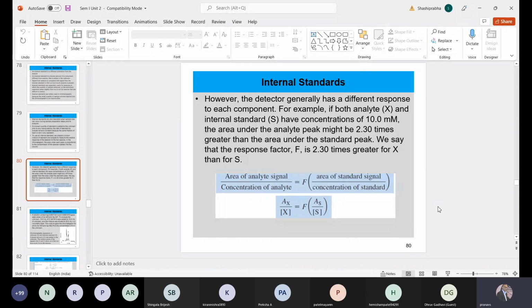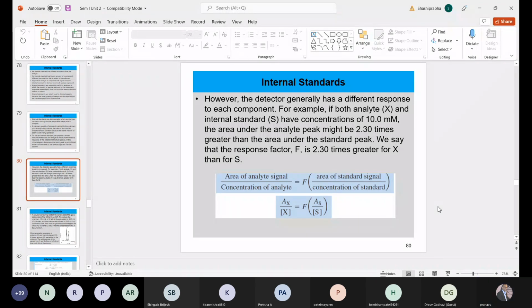अब इसमें लिखा है, for example, if both analyte X and internal standard S have concentration of 10 millimolar, the area under the peak might be 2.3 times greater than the area under the standard peak. मतलब स्टैंडर्ड का कम भी हो सकता है और ज्यादा भी हो सकता है. सेम होगा ये कोई जरूरी नहीं है.